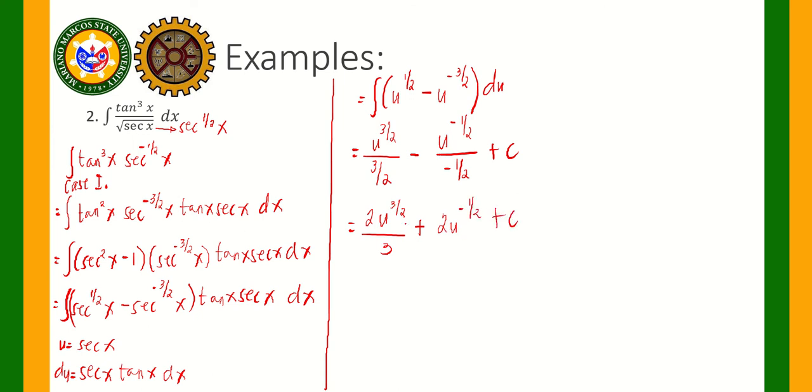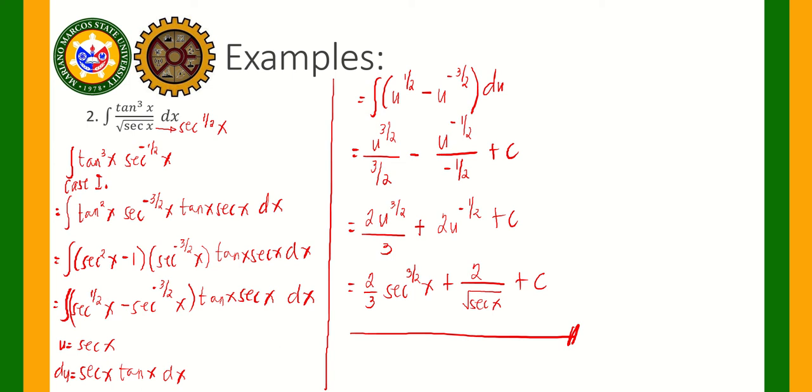Now back substitute natin si u. What is u? That is secant x. So this will be equal to 2 over 3 secant 3 over 2x plus 2. And since negative ito, ibaba na lang natin. Okay, so this will be equal to 2 over the square root of secant x and then plus c. So this is the final answer for example number 2.